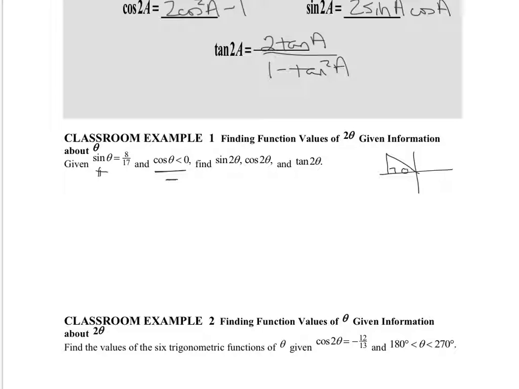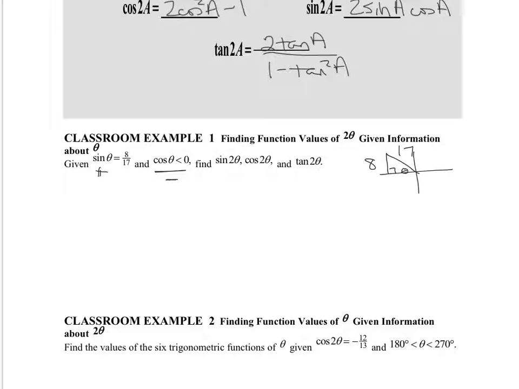and that's where my angle theta is. Okay? What ratio did they give me for angle theta? Sine. And the sine is 8/17. And I know the ratio for sine is opposite over hypotenuse. What am I going to do to find the adjacent side? Exactly. I'm going to use Pythagorean Theorem.